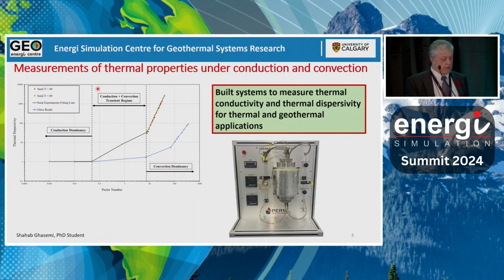Pointer works. So we have a flow dimensionless number, which is the Peclet number. And on the x-axis and on the y-axis, we have dispersion over diffusion and thermal dispersion versus thermal conductivity. Ideally, these things should give us the same thing. So how are we going to do that?